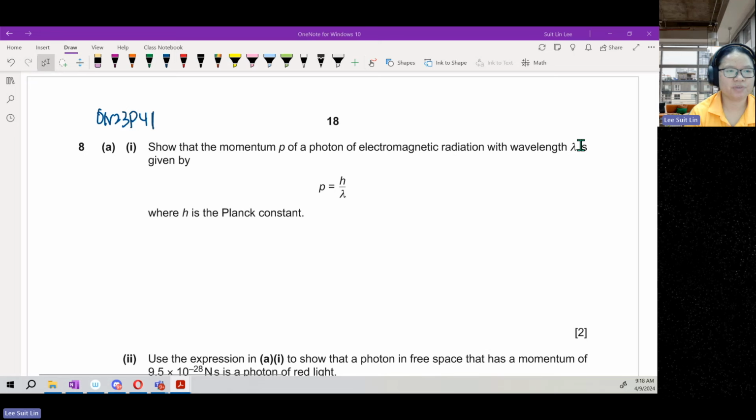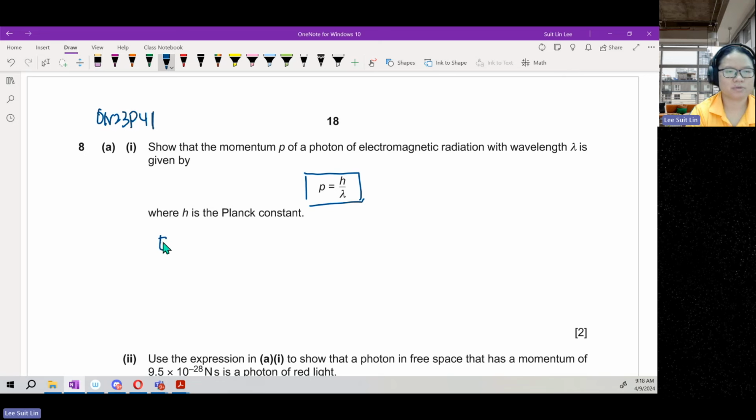So for this one, you're asked to show the momentum of a photon. The momentum of a photon of EM radiation and wavelength is given by this equation, where h is the Planck constant. Okay, so this one, you kind of need to think about certain equations that can combine to get your Planck constant equation.